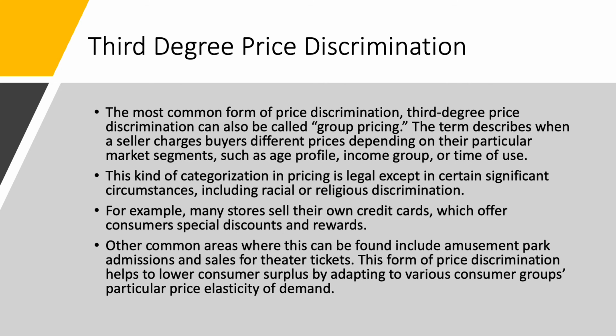Third degree, the most common price discrimination. This is also called group pricing. This term describes a seller that charges different prices depending on a particular market segment, such as age, profile, income group, or time of use. This kind of categorization is legal except in certain circumstances, including racial and religious discrimination. For example, many stores sell their own credit cards, which offer consumers special discounts and rewards. Others include amusement parks and theater tickets, right? This form of discrimination helps to lower consumer surplus by adapting to various consumer groups, particularly price elasticity of demand.